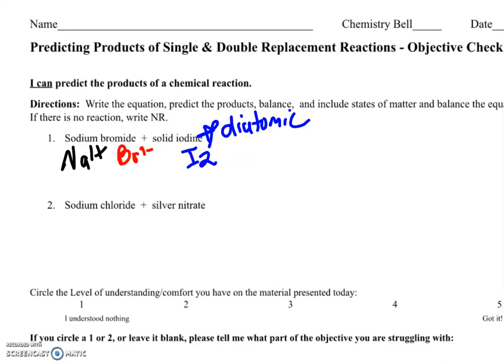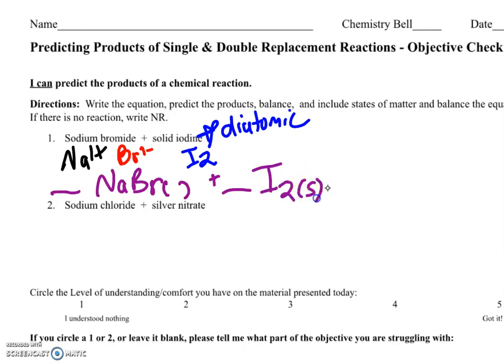Now let's try and actually write the formula. So we're going to have some number of NaBr. I get that formula by looking at there's a 1 plus and a 1 minus. There's going to be some state of matter. We'll come back to that in a second. Plus some number of I2, and they told us it's going to be solid, will give us new compounds. So let's try and figure out what those new compounds would be. It's a single replacement reaction.